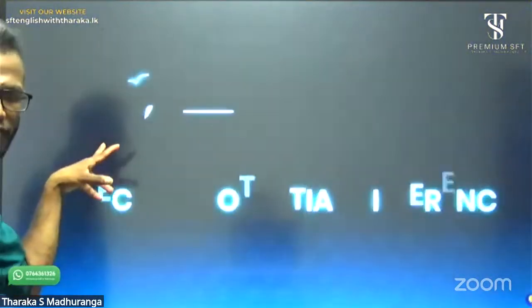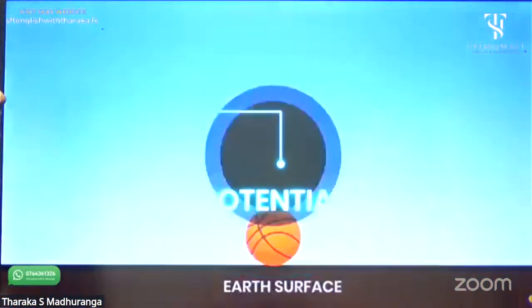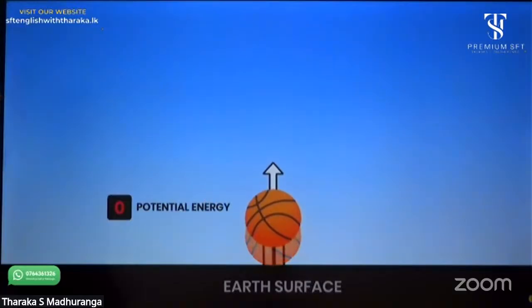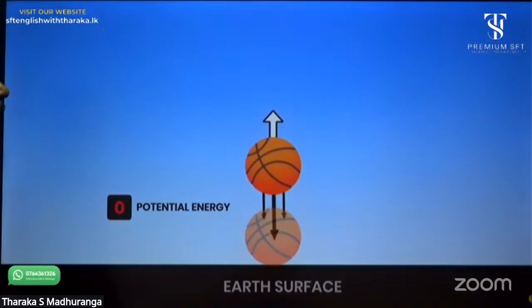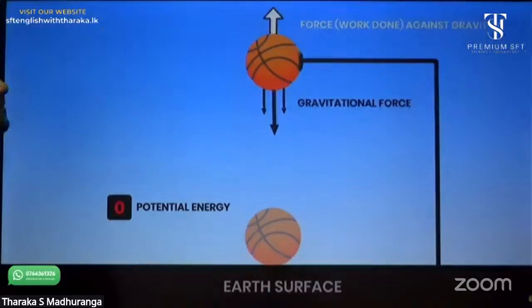So what exactly is the electric potential difference? Let's consider a motionless ball on the surface of the Earth. This ball is at rest, so its potential energy is 0. If we want to move the ball directly upward, we need to provide some energy against the gravitational force acting to pull the ball down to Earth, because gravity is always pulling objects on Earth down.